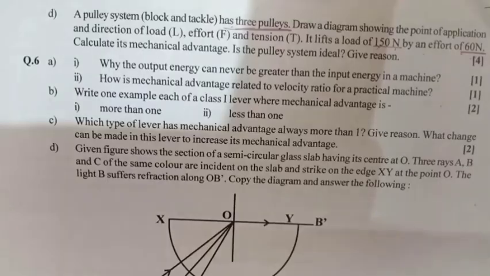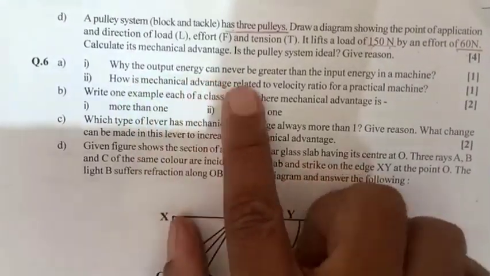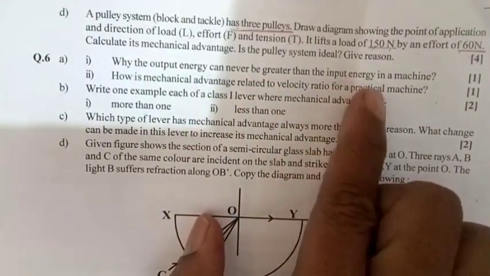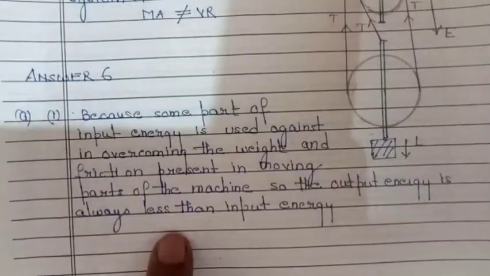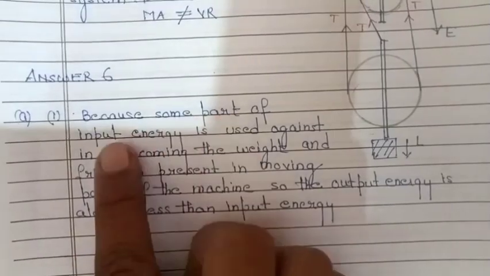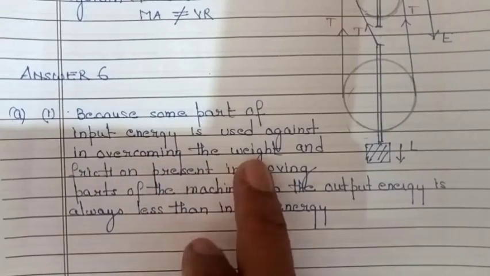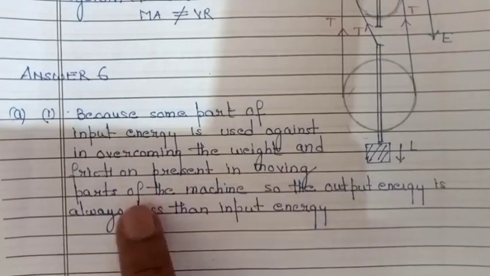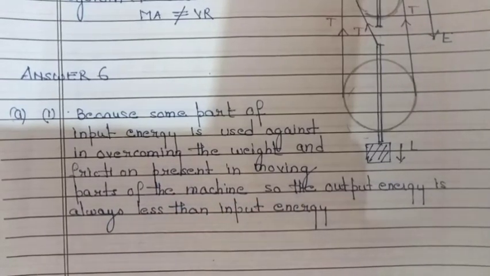Now question number 6 says, why can the output energy never be greater than the input energy of a machine? So let's see what could be the reason for it. Because some part of the input energy is used in overcoming the weight and the friction present in the moving part of the machine. So the output energy is always less than the input energy. This is the reason why output energy is never more than input energy.